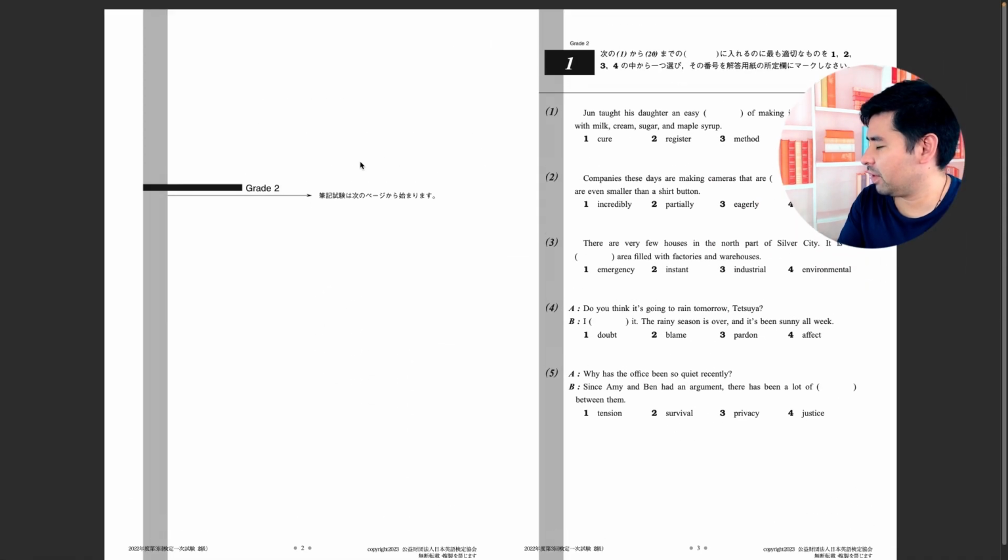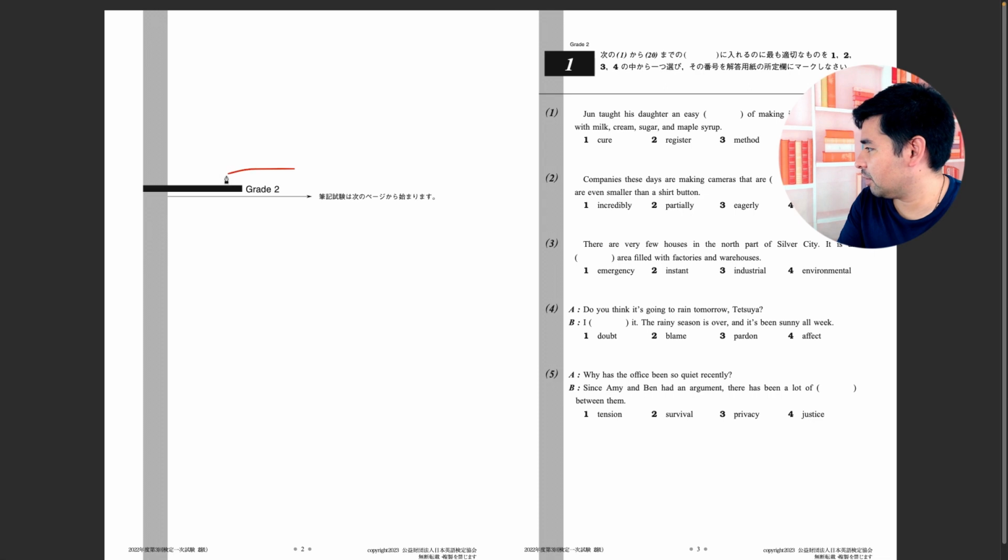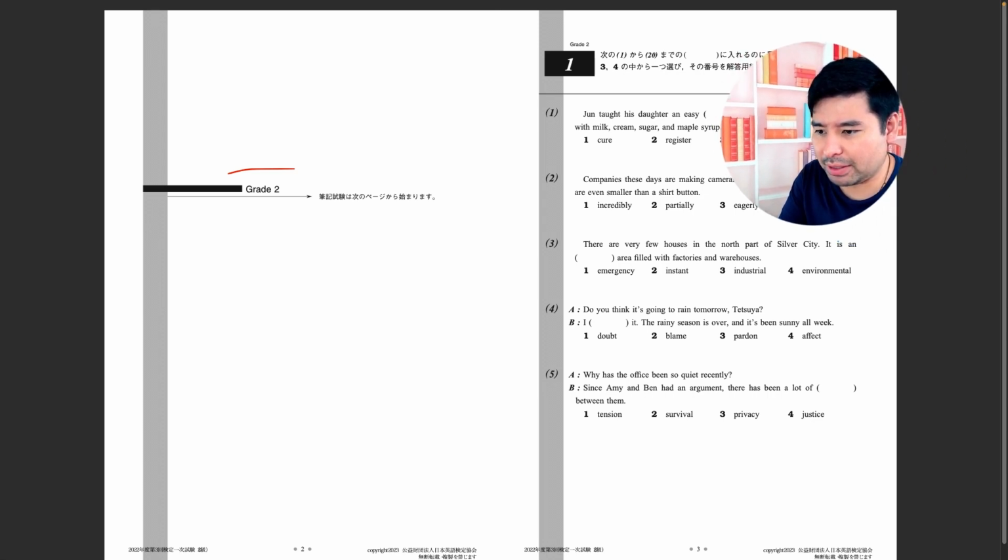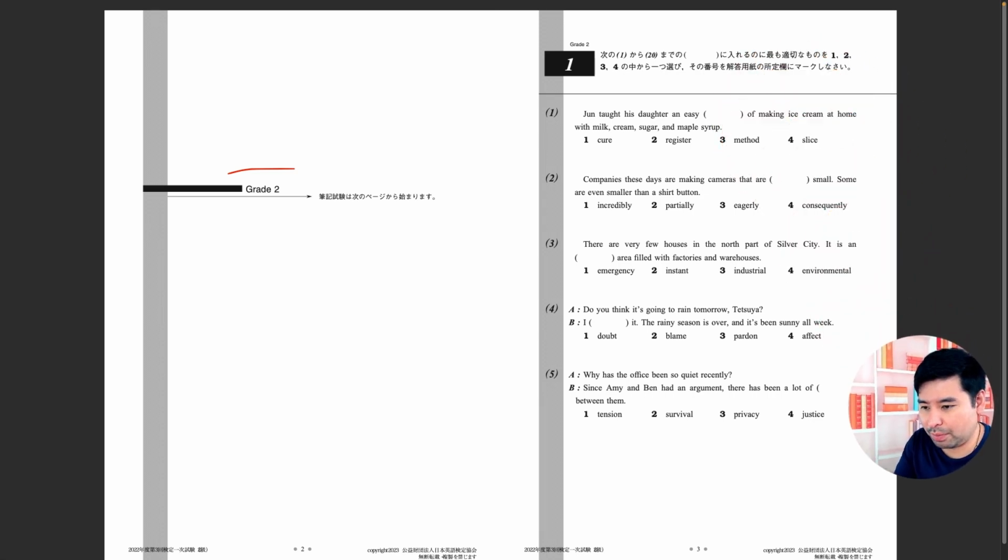We have the beginning here, grade 2, and then the first part, which is the questions. Let's see how it is divided. I'm gonna minimize myself a little bit and put myself down below, just to make it easier for you to see the information.